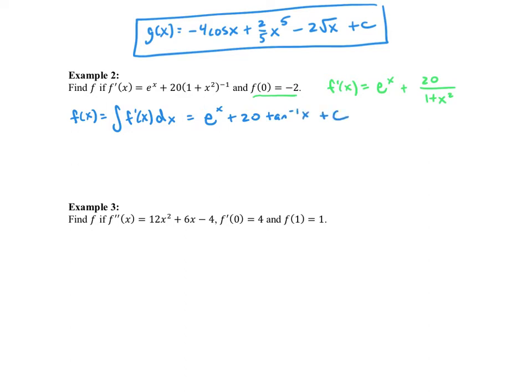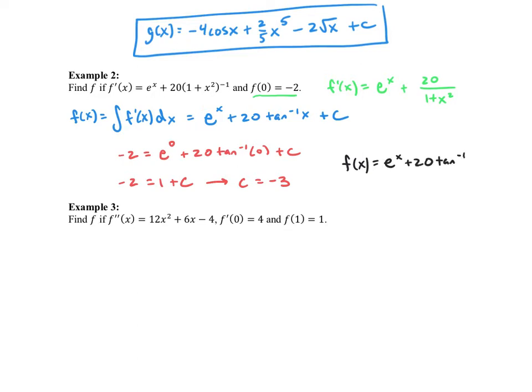Now we're going to use our condition, which is that the function f is equal to -2 when x is equal to 0. So we're going to substitute in 0 here. And e to the 0 is 1, and tangent of 0 is 0, and so we end up getting c equal to -3. So your final equation for f of x would be e to the x plus 20 times inverse tangent of x minus 3. Okay, let's go ahead and try example 3.